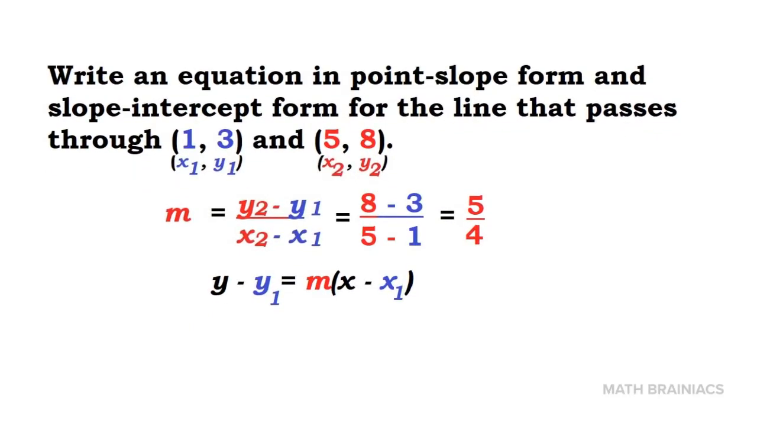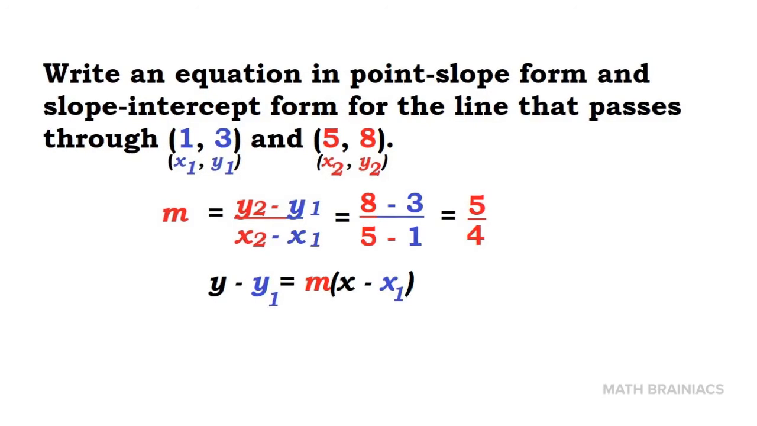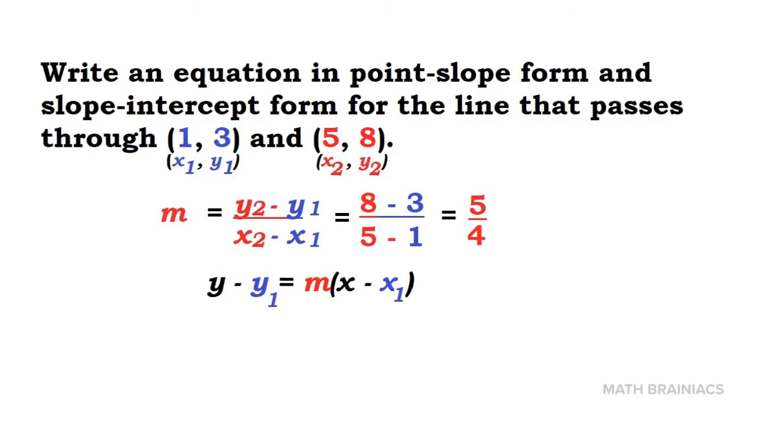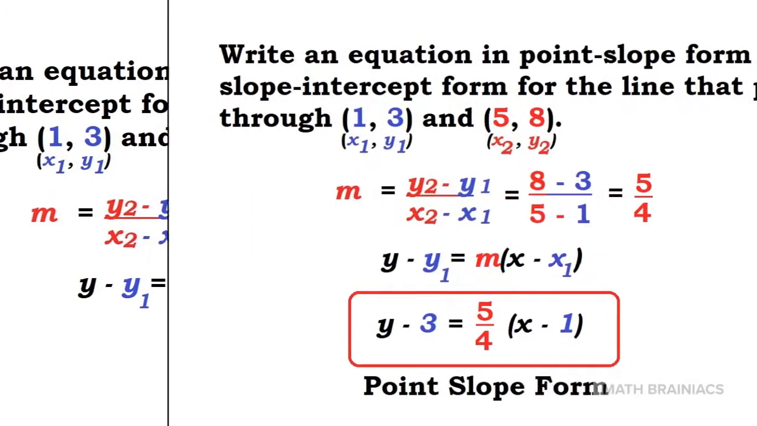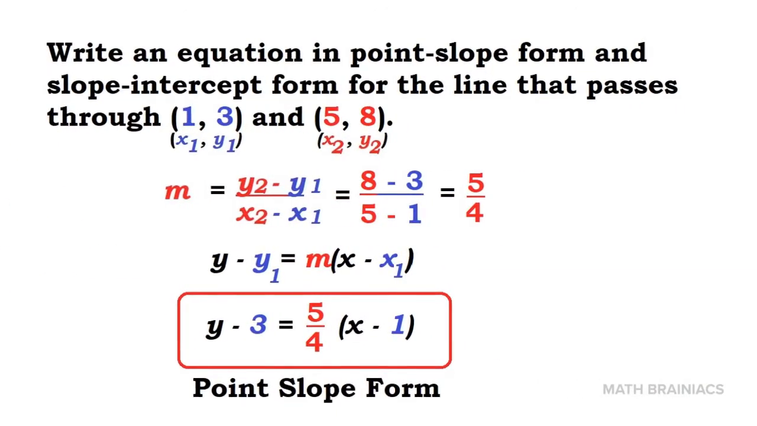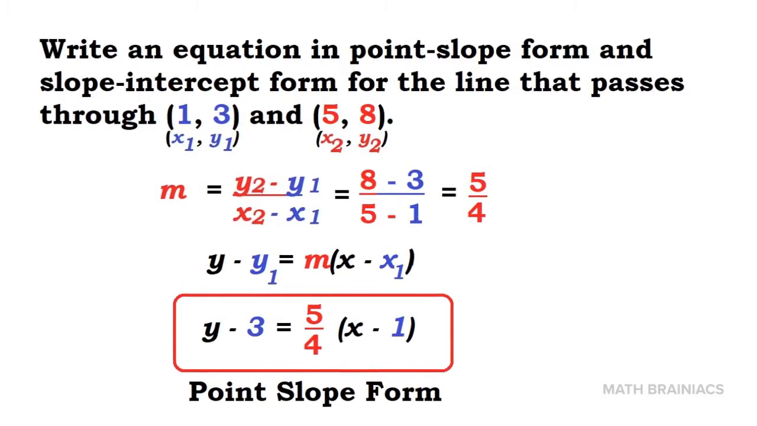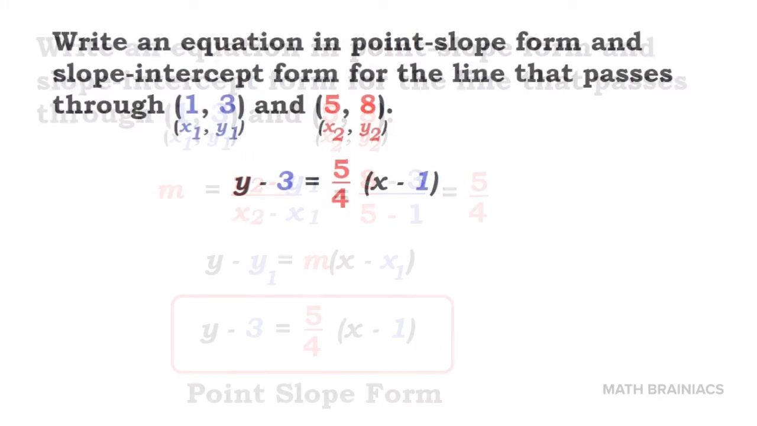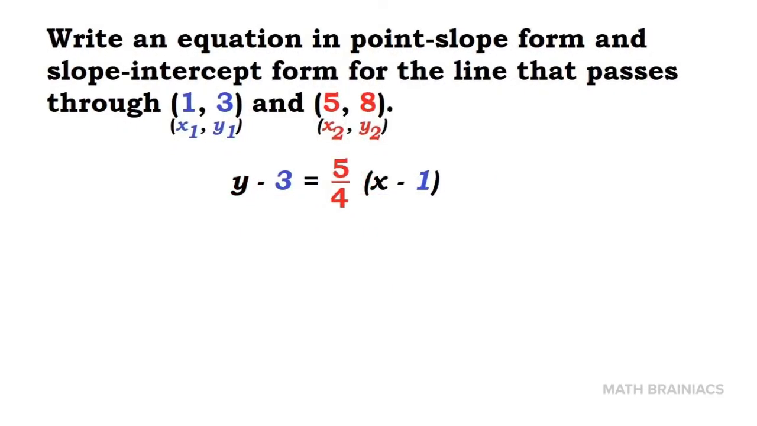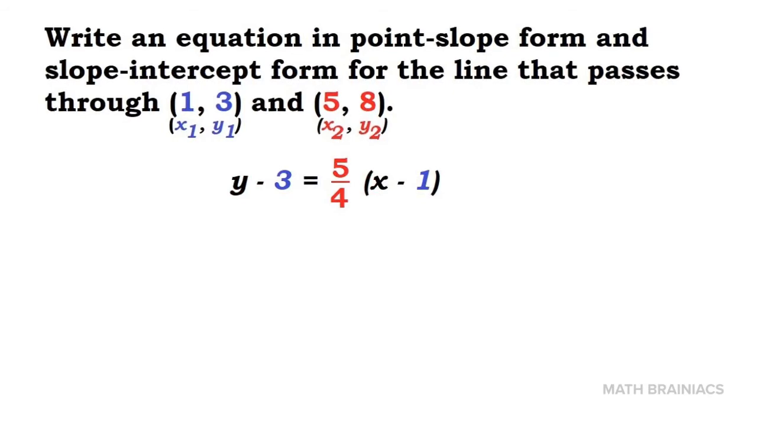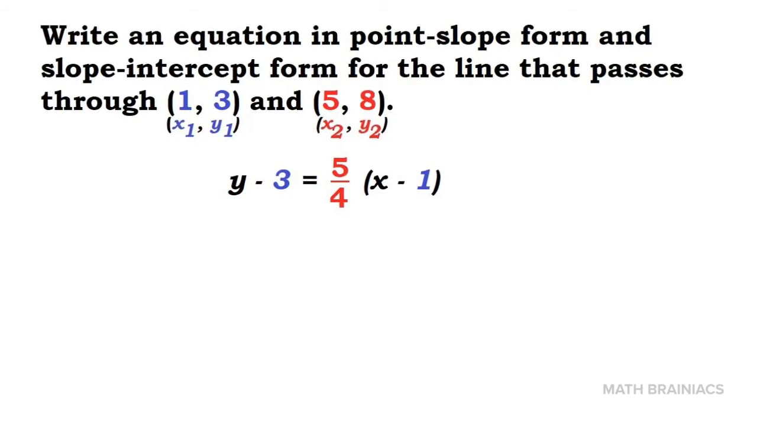The equation of the point-slope form is y minus y1 is equal to m times x minus x1. We're just going to substitute all the values in the equation. And the point-slope form equation will give us y minus 3 is equal to 5 over 4 times x minus 1. However, we need to rewrite the point-slope form equation into the slope-intercept form. Therefore, we're going to write it so that we can work on it.